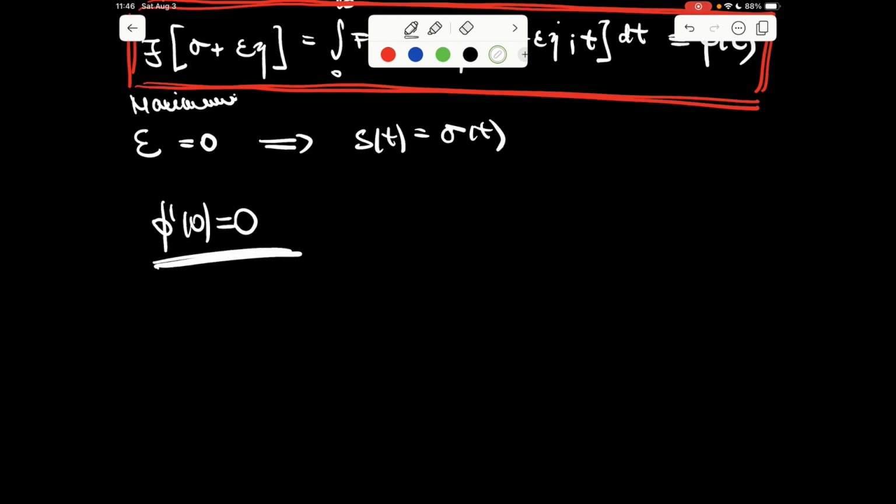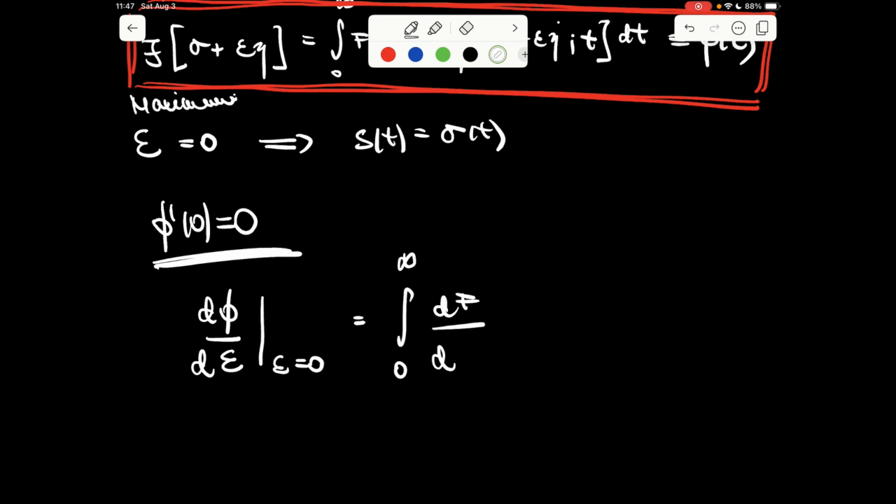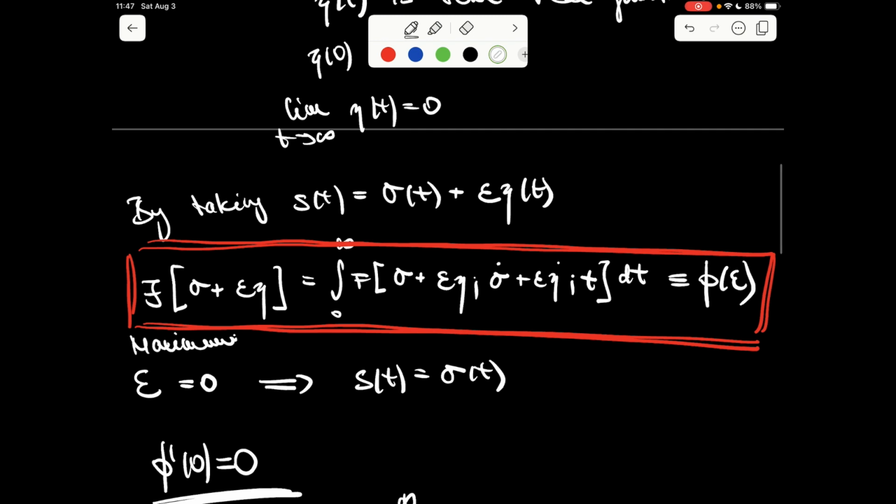So this is what we are looking for. It means that we differentiate phi with respect to epsilon and take its value where epsilon is 0, which is the same as differentiating f with respect to epsilon and take it to be 0, which we can get by taking the total derivative of f with respect to epsilon.